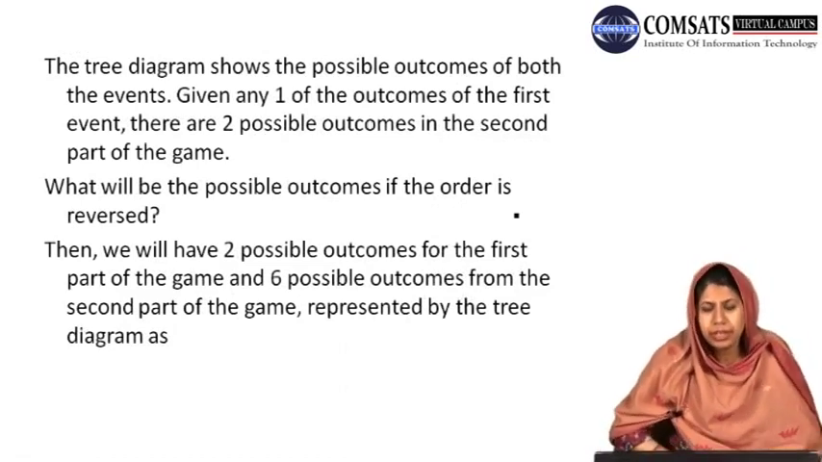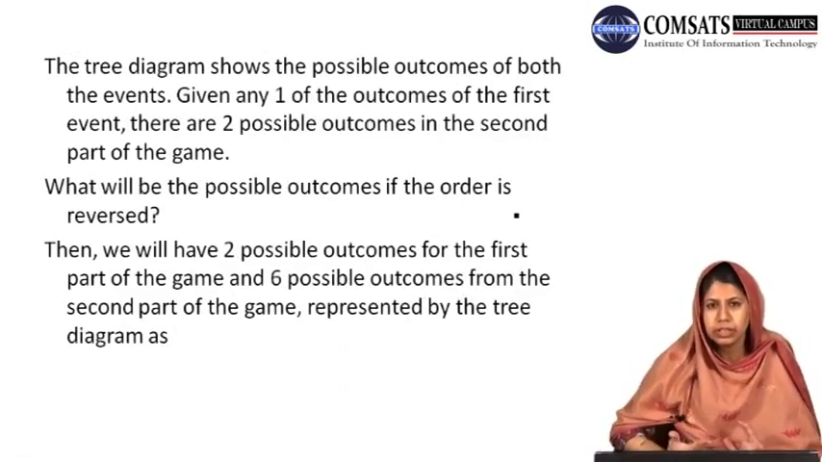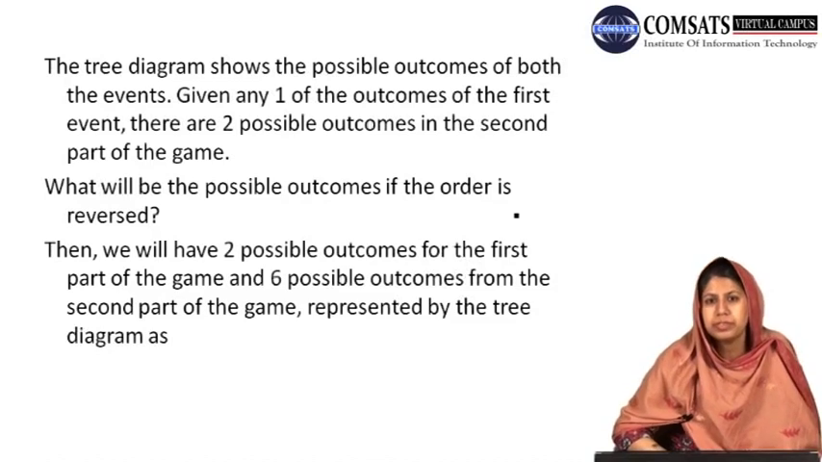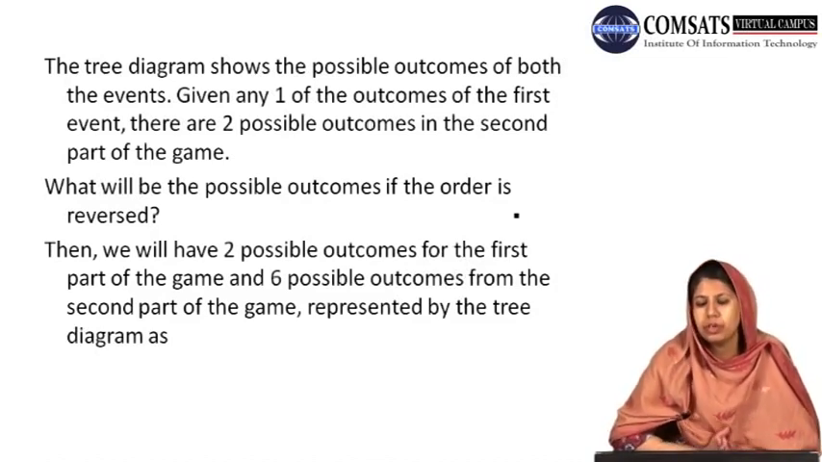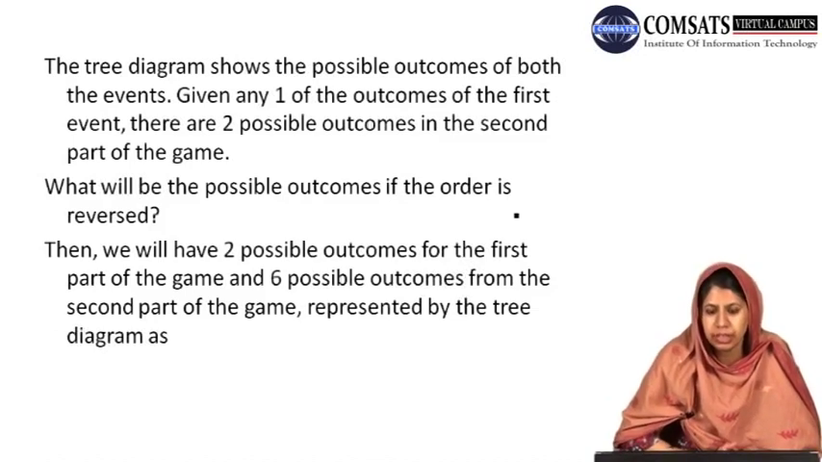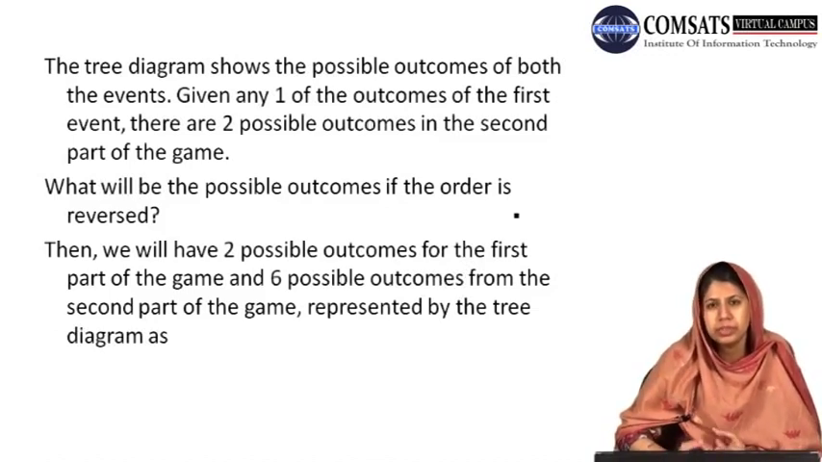In our tree diagram, we were interested in knowing the number of possible outcomes. That is, we want to count the possible outcomes. For this purpose we have used our tree diagram, and our tree diagram shows the possible outcomes of both the events. That is, given any one of the outcomes of rolling a die, there are 2 possible outcomes when we flip a coin.